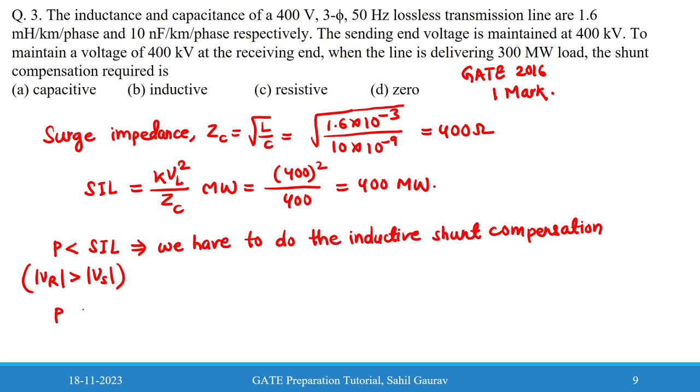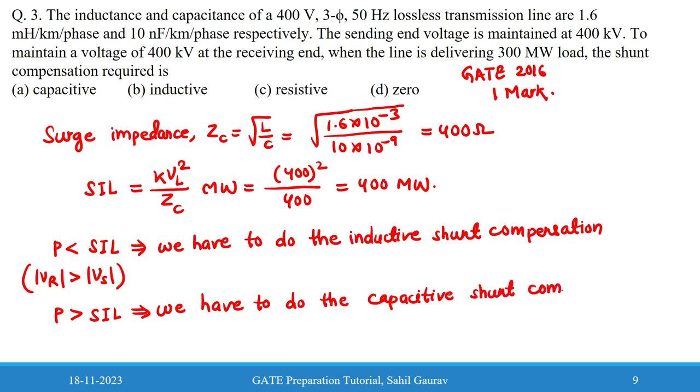And just opposite to that, if this loading is greater than surge impedance loading, then the voltage drops here, and the voltage at the receiving end will be lesser than the sending end voltage, and here we have to do the capacitive shunt compensation to maintain the voltage profile. So in this case, voltage will be lesser than the sending voltage, and in that case we have to do the capacitive shunt compensation.